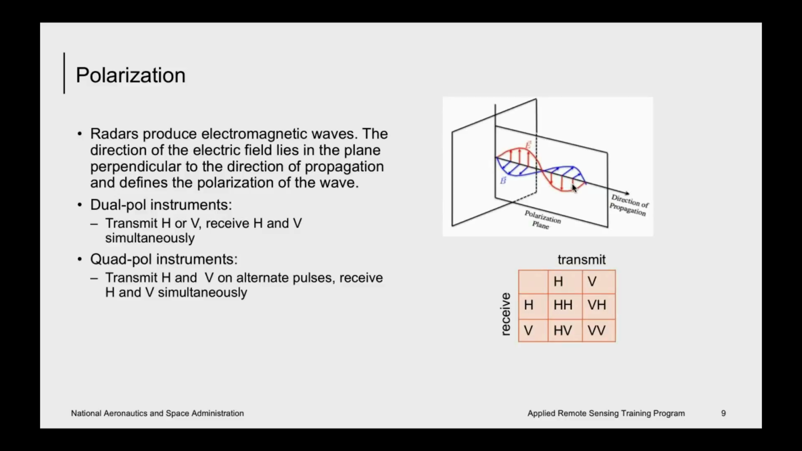So this is one table summarizing dual and quad pole instrument. The dual pole instrument we will study today is Sentinel, so the data set we have corresponds to this column on the table, transmitting V and receiving VH and VV, or receiving H and V. And the other instrument, UAVSAR, is quad pole, which means we transmit H and we transmit V, and we also receive H and V. So you have all those four bands in a data set.